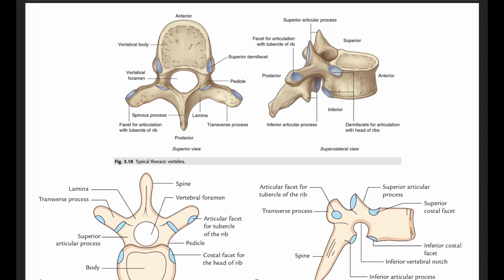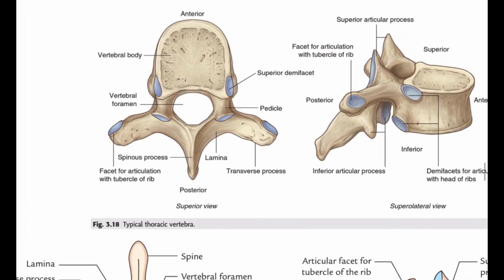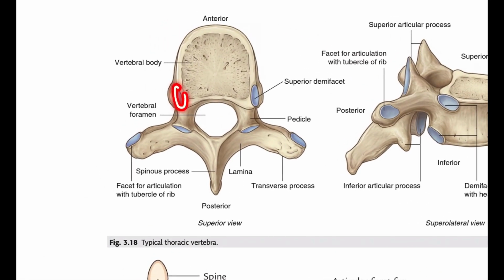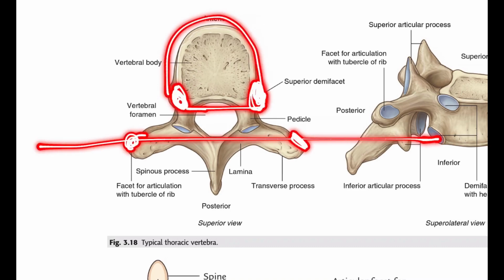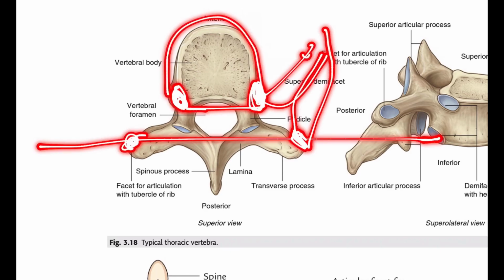The characteristic features of the typical thoracic vertebra are presence of articular facets on each side of the body. As you can see, this is the articular facet, the superior articular facet. As I have said before, superior means it is located on the superior side of the body. And this one is the transverse costal facet, located on the transverse line of the body. So this one and this one articulate with the ribs.